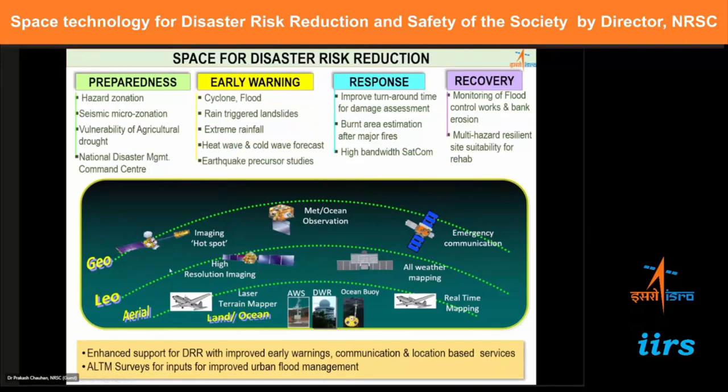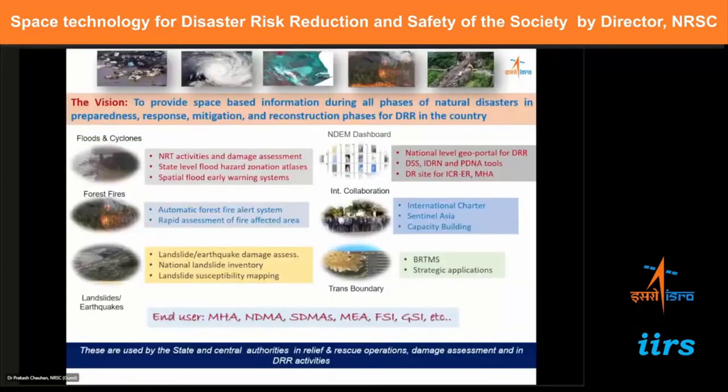from lower Earth orbiting platforms, from geostationary platforms. We also collect a lot of data from our aircrafts, by UAVs and by ground-based sensors. So a combination of all these data sets today is being used for enhanced support of disaster risk reduction, for early warning, communication, location-based services, and also to provide a large amount of effective flood management tools to various stakeholders when it comes to dealing with disasters.